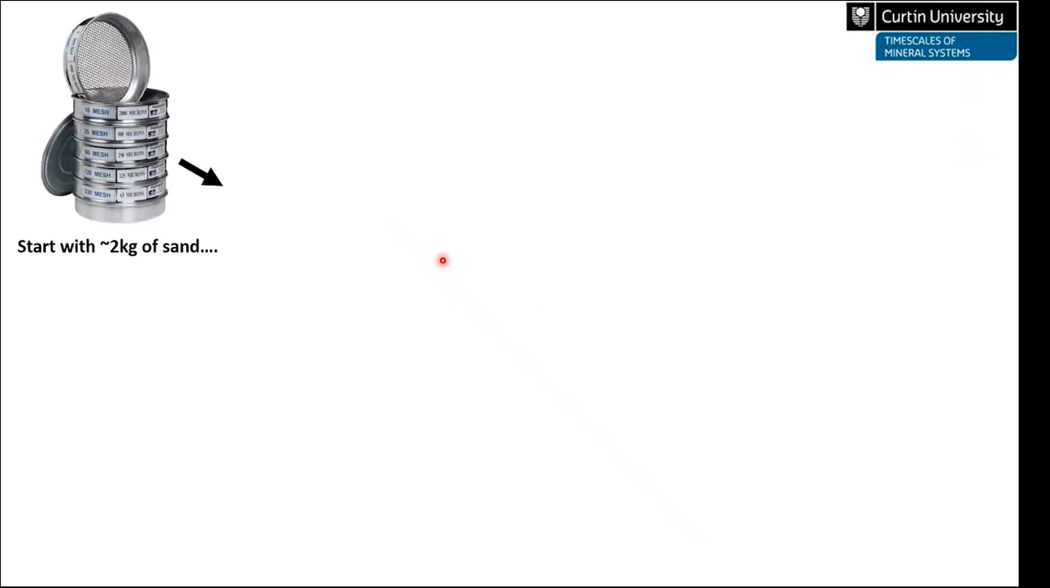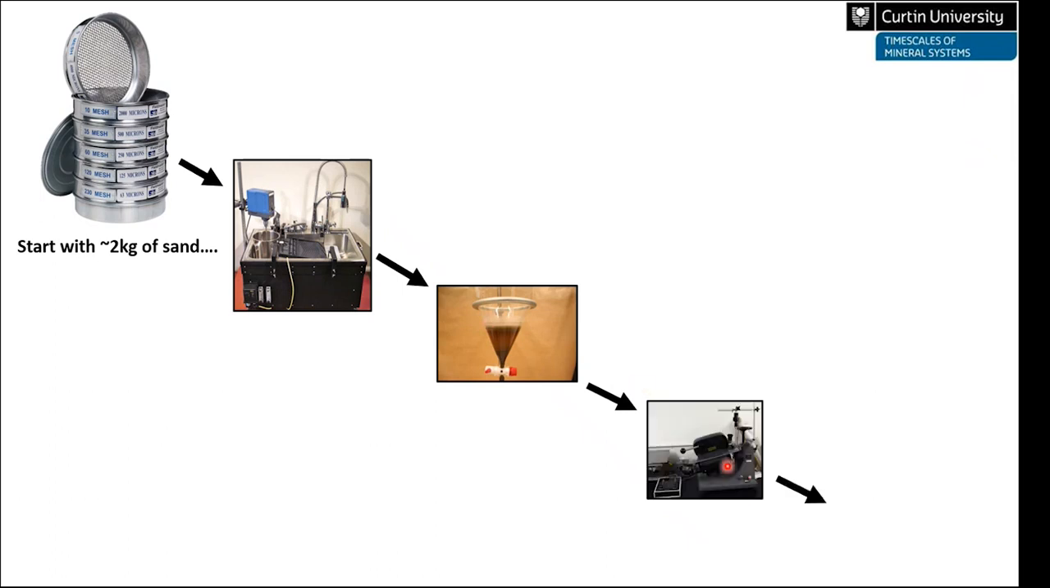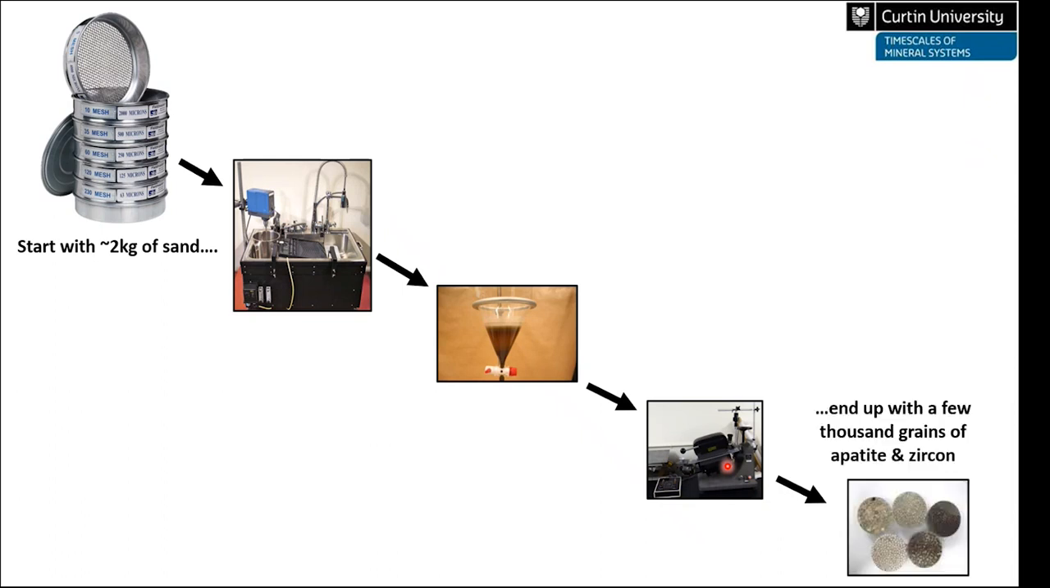So here is the recipe for going from a bag of sand to a hopefully apatite-rich and zircon-rich mount. We sieve at 425 microns. We then take it to the JCR Wilfley table, which separates minerals out on density. We then put it through heavy liquid at 2.8 grams per cubic centimeter. We then remove the magnetic fraction using a Franz table. And finally, hopefully, we end up with these beautiful epoxy mounts with potentially hundreds of zircon grains on them and apatite grains.